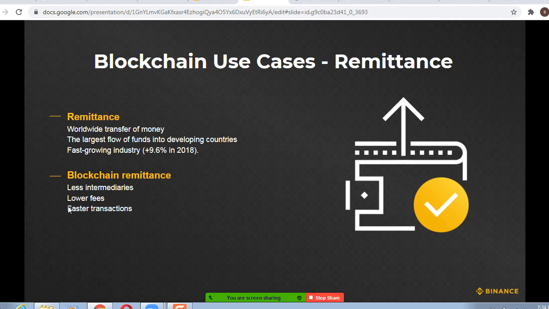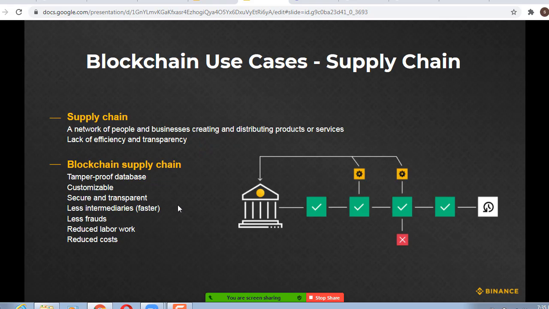If you look at it very well, when you do a normal bank transfer, Alice was charged $14, but with the use of blockchain remittance, the transaction fee is low and it has a faster transaction. That means you can perform your transaction within a space of minutes, as the case may be, depending on the blockchain you are using.